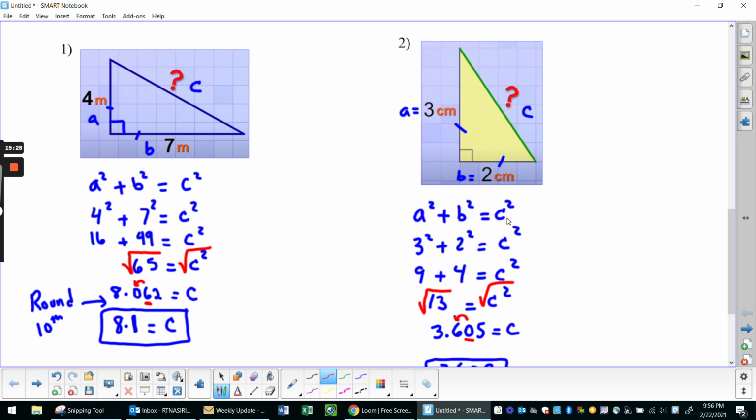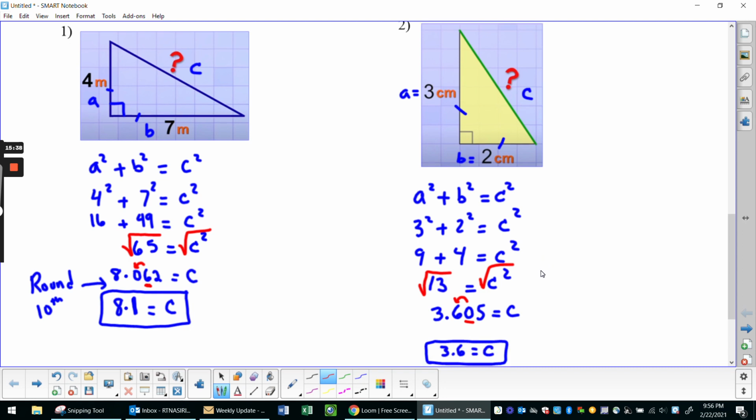Always label C correctly. A squared plus B squared is equal to C squared, so that means 3 squared plus 2 squared is equal to C squared. I went ahead and solved that and got 13 is equal to C squared, and we square rooted both sides. And C became 3.605. Be careful with this.